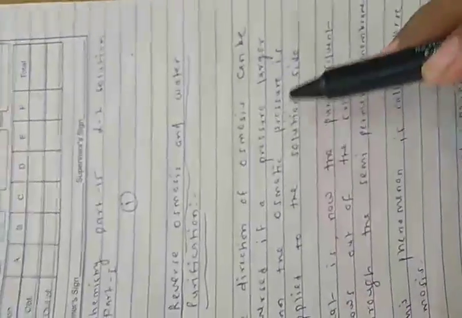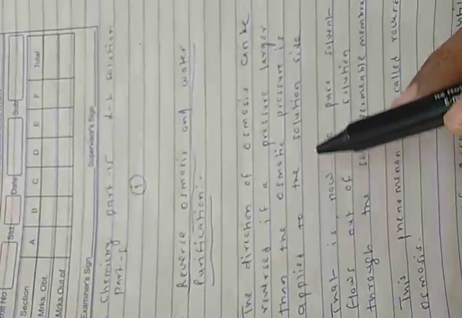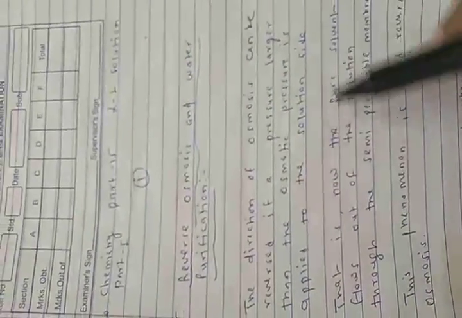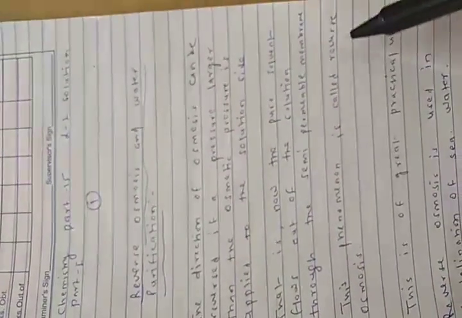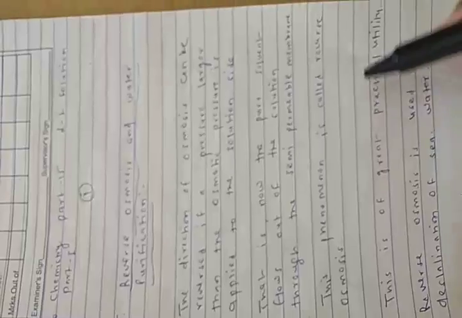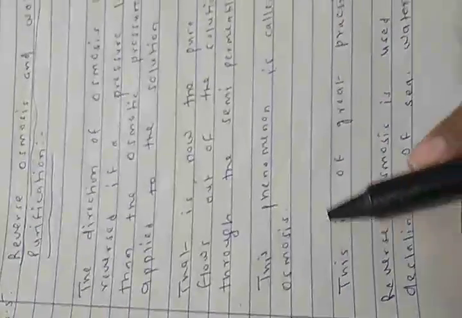Okay, how? Again I am repeating, the direction of osmosis can be reversed if a pressure larger than the osmotic pressure is applied to the solution side. That is, now the pure solvent flows out of the solution through the semi-permeable membrane. This phenomenon is called reverse osmosis.